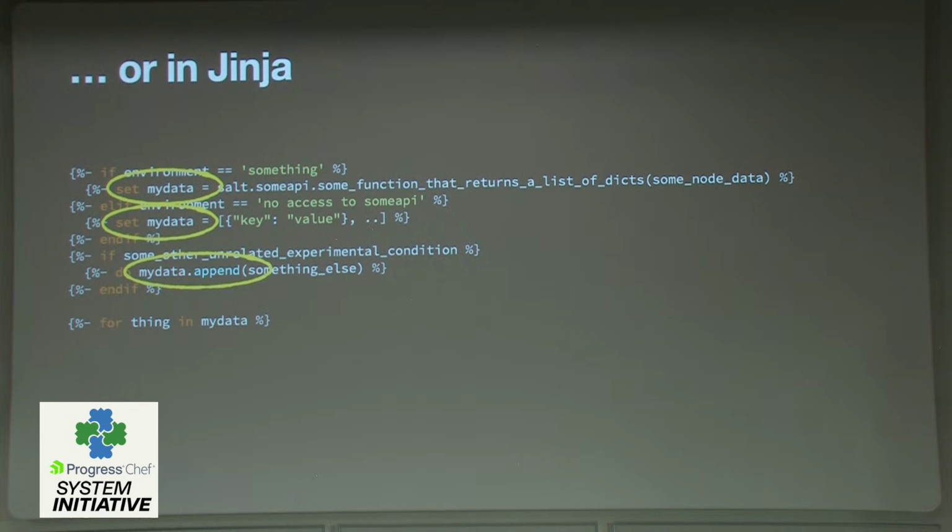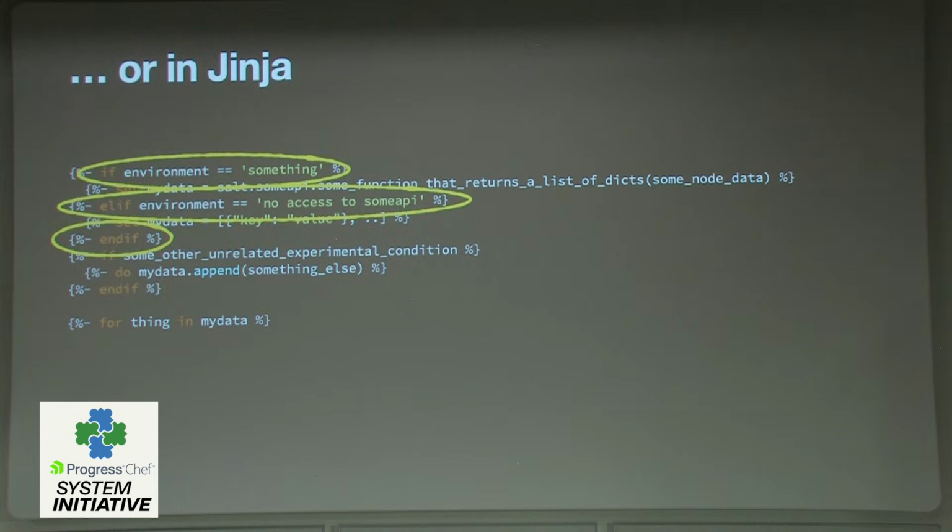Also, in this case, what is my data if the environment is not one of these 2? Or if someone made a typo, right? So you even have undefinedness. The problem here is that a lot of meaning is hidden in syntax.